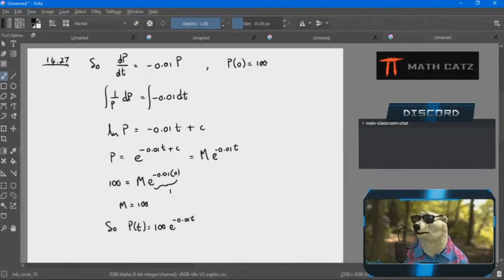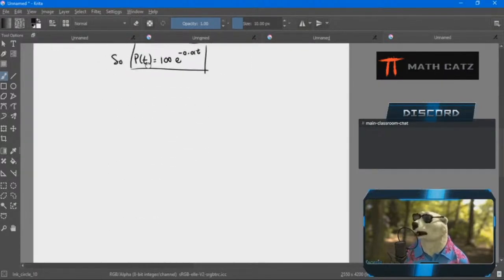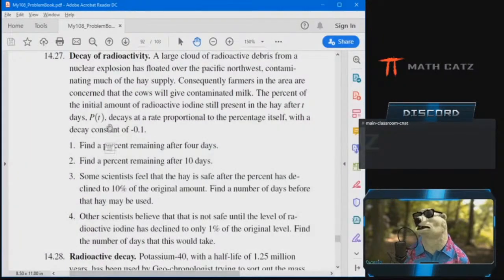So I know what my target function is, and in this case I have k, I have everything. It's a question of do I understand how that is obtained? Where that comes from? Why? All right, now that I have my function, which is a very familiar looking function, I'm just using a p instead. 1 and 2 are very much the same question. Find the percent remaining after 4 days and 10 days.